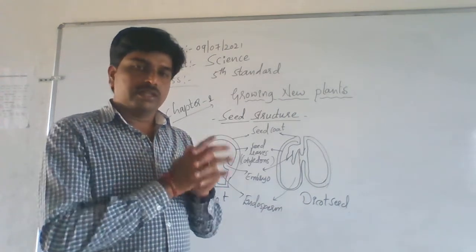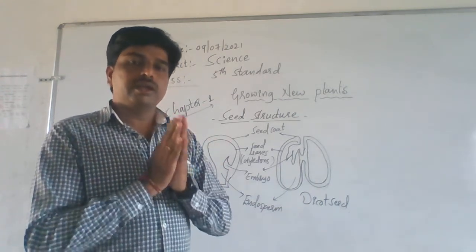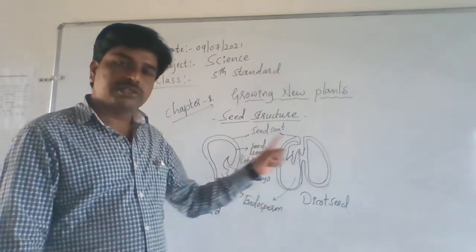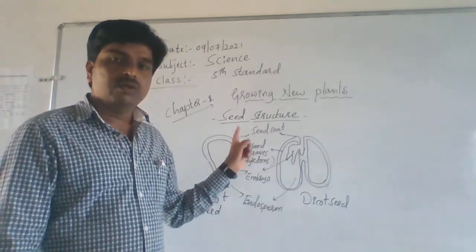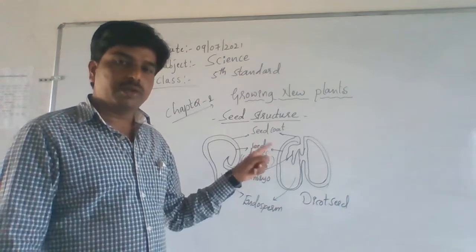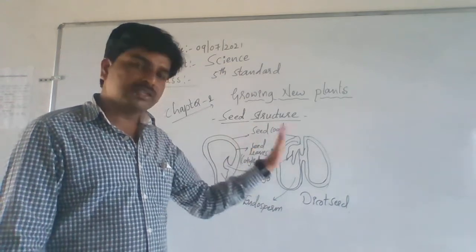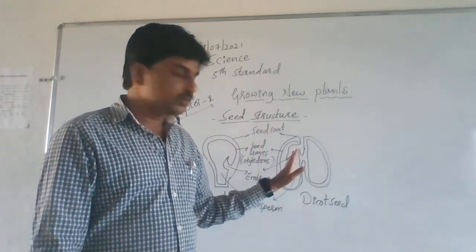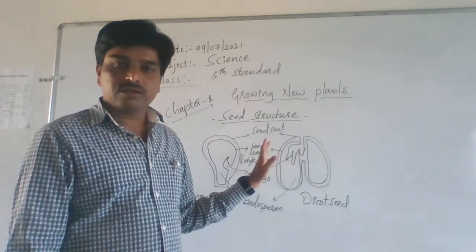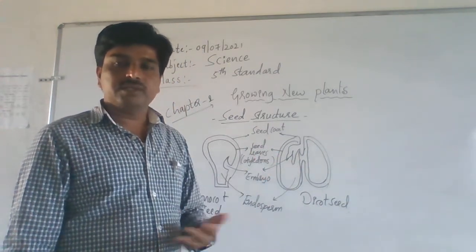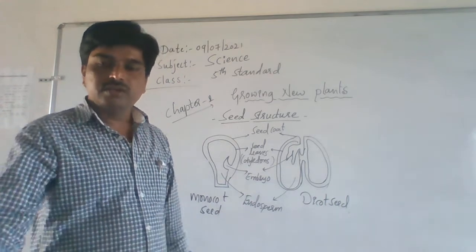Okay students, in this class I clearly explained the structure of a seed. Once again, watch this video, repeat and repeat. You can clearly understand the structure of a seed. Clear or not? In the next period we will discuss the dispersal of seeds.